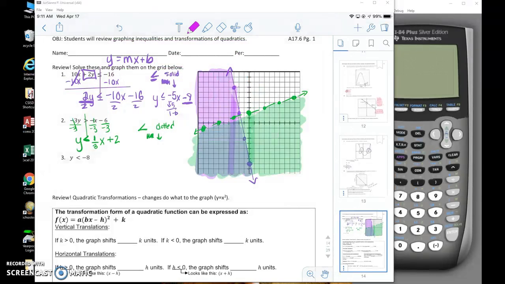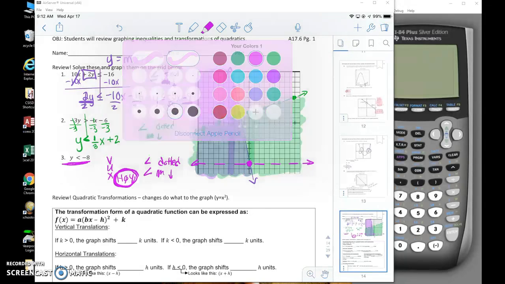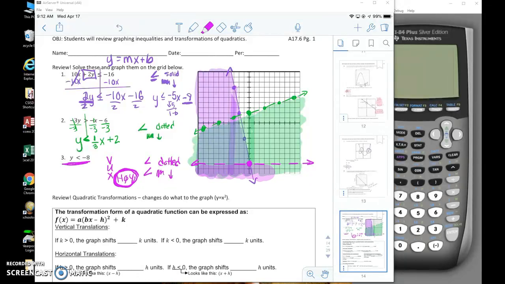Okay, last one, y is less than negative 8. This equation is already solved for y, so I've got to remember, what kind of line is this? Since it only has a y, this is a horizontal line with a slope of 0. So horizontal line, I start at where y is negative 8. Less than, so this is a dotted line. Horizontal line, so I go straight through. And since it is less than, we shade down, everything underneath that pink line.